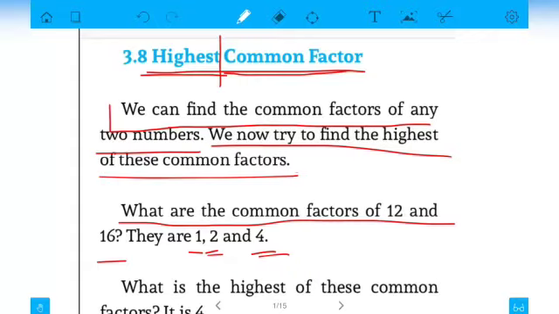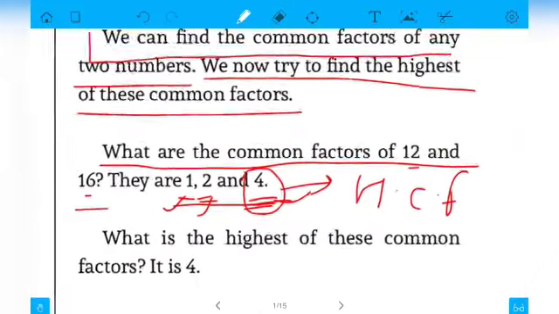But dear students, you will notice one thing over here: 1 is the lowest number which is common, 2 is also smaller than 4, but 4 is the greatest number. Among these three factors, 4 is the greatest common number, which is the factor of 12 and 16 both. So this 4 will be considered as the HCF, because it is the greatest common factor of 12 and 16 both.